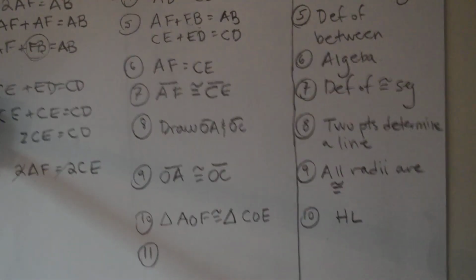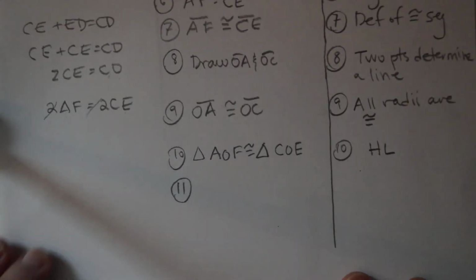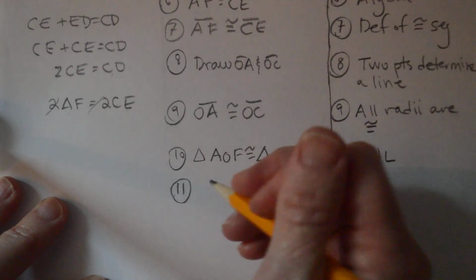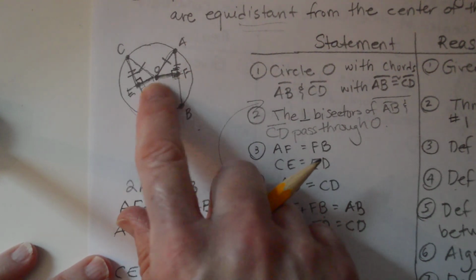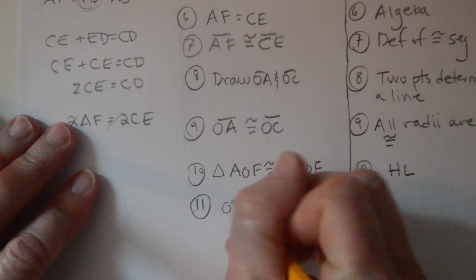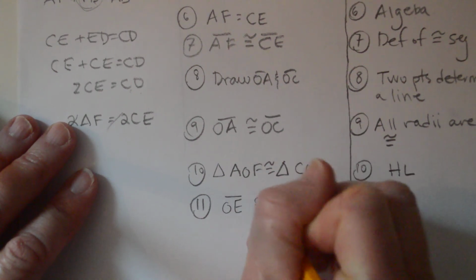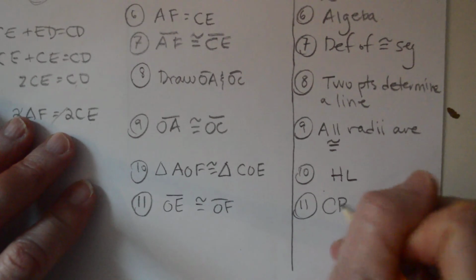Let me scooch this back a little bit because I'm bumping into stuff on Abby's desk. Now that those two triangles are congruent, we can say that this extra side that we didn't know about, this extra leg, OE and OF, those also have to be congruent. So OE is congruent to OF, reason CPCTC.